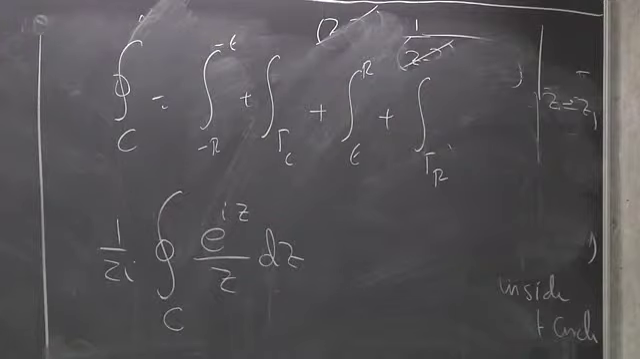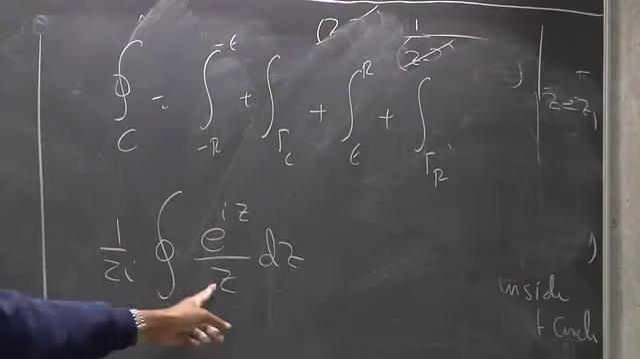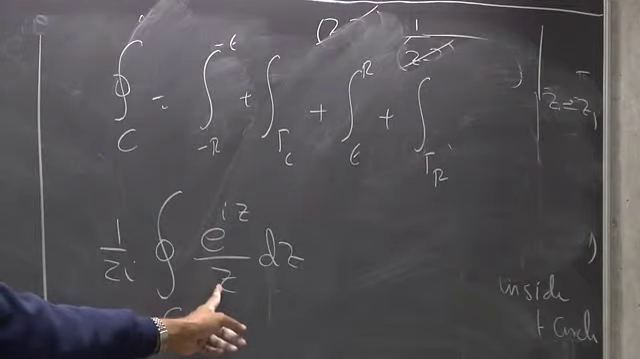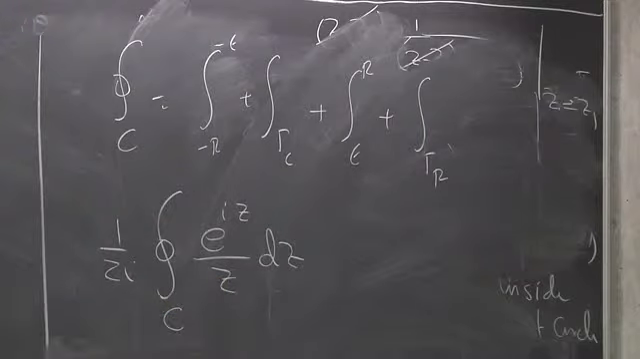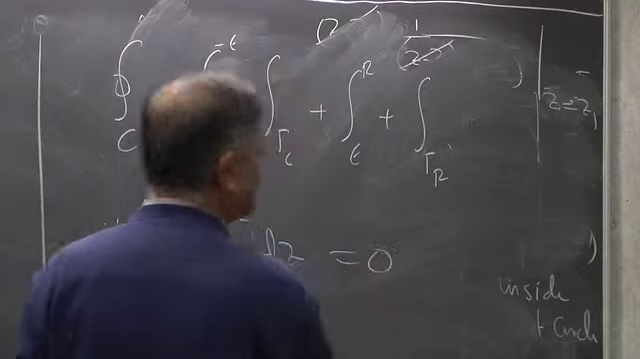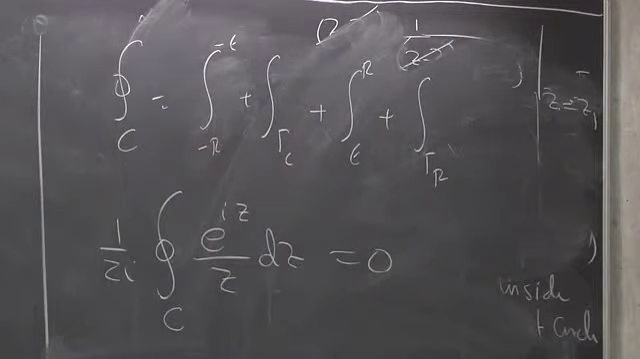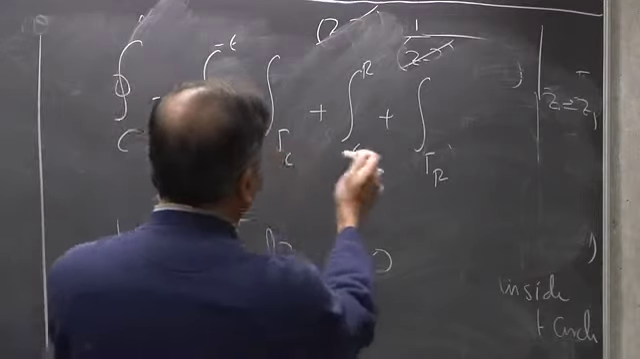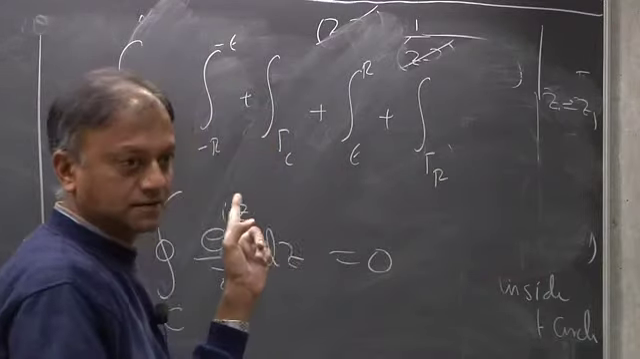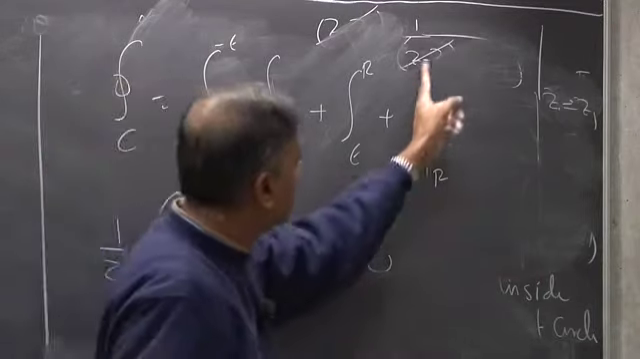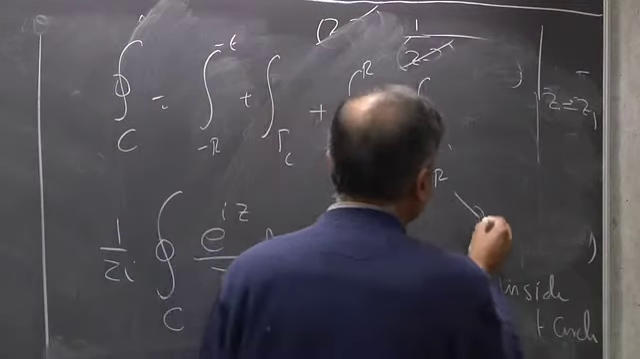So the question is, is there any pole here? There is no pole, right? The only possible pole is where z equals 0. So inside here, there is no pole, so this integral is 0 by the residue theorem. That means the sum of these 4 integrals must vanish. But we already know that the gamma r integral is 0.